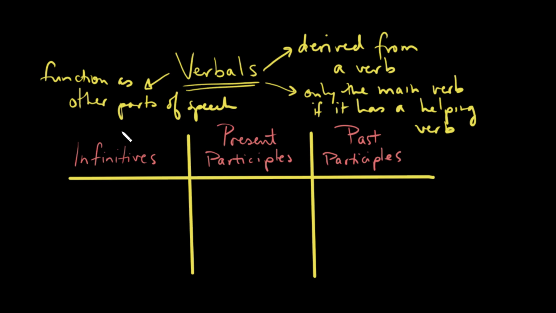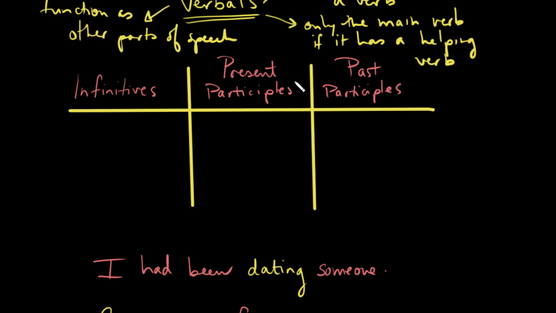So we know that verbals are derived from a verb, but they are not going to be your main verb unless they have a helping verb with them. Instead, they function as other parts of speech. Well, that gives us quite a bit to go on, but we still need some specific examples. There are 3 major groups of verbals. These are infinitives, present participles, and past participles. Big words, but in reality it's fairly easy to distinguish them.